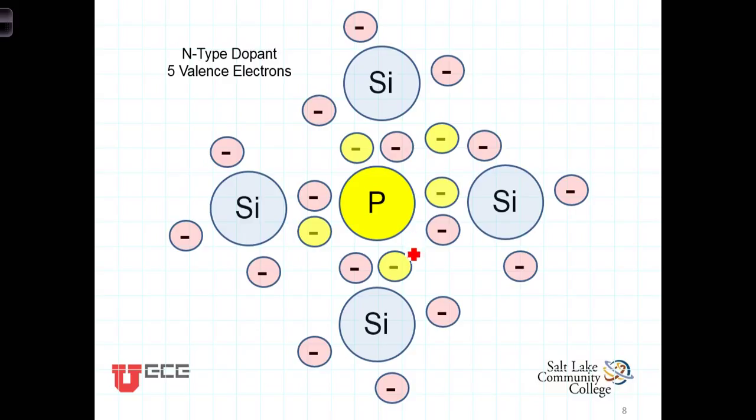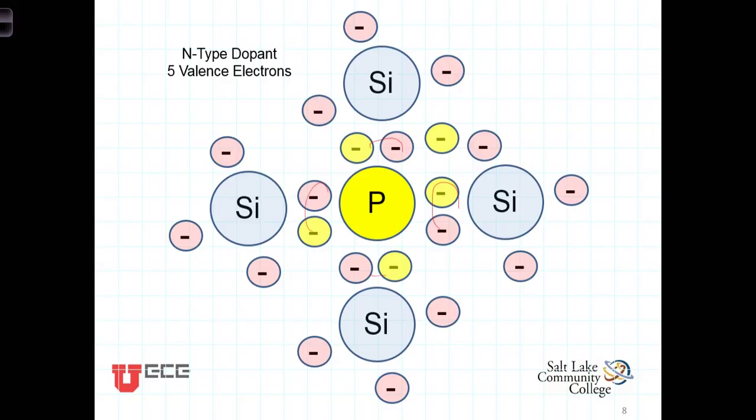As it works out, there are 4 electrons from the phosphorus to form the 4 covalent bonds with each of the 4 neighboring silicon atoms, but there's that 5th electron that remains unpaired. And as such, this becomes an unbound electron that's free to move. If we displace enough of these silicon atoms, we'll have an abundance of these unbound electrons.